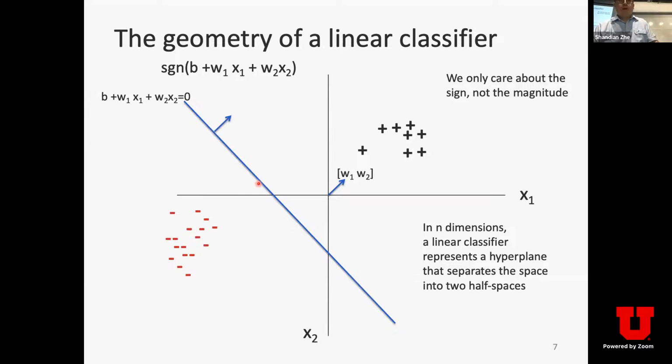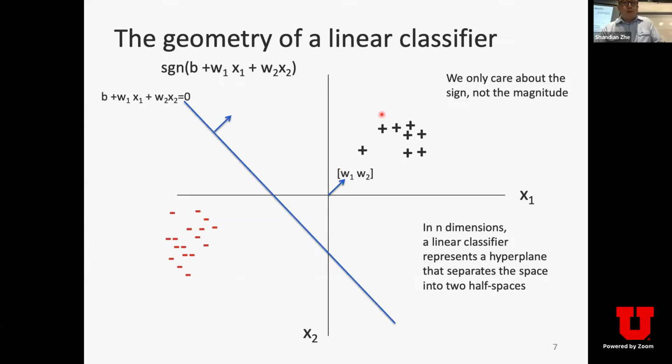Again, to strengthen your understanding of the geometric representation of linear classifiers, I highly suggest everyone try to show that this plane or hyperplane is orthogonal to this feature weight vector. It's not hard to prove, but you just need to think about it for 3 minutes. It will be helpful.